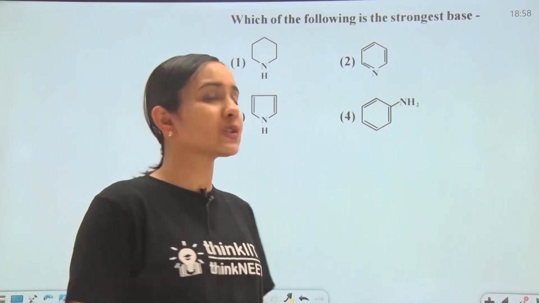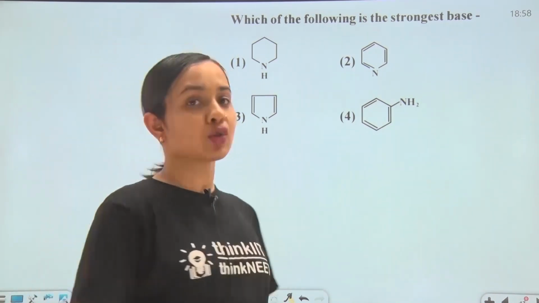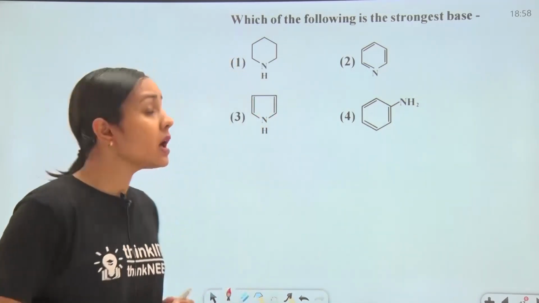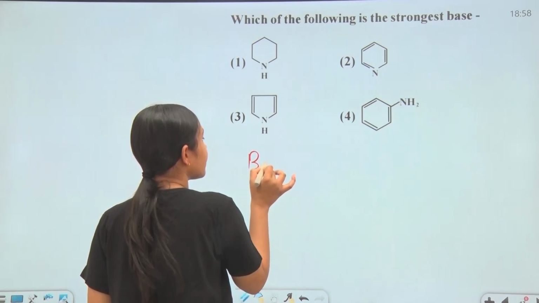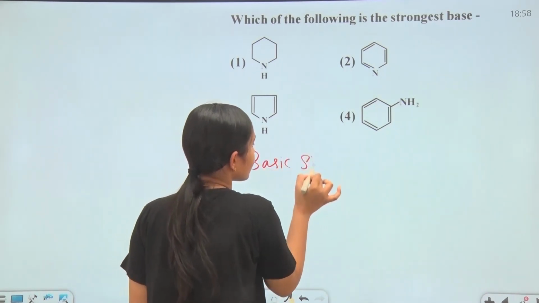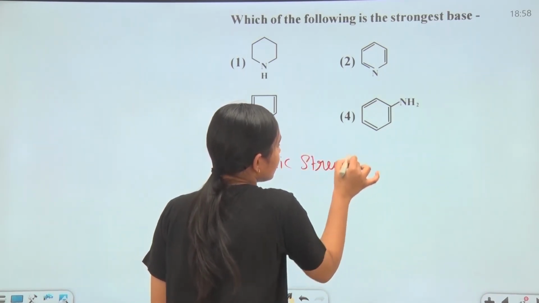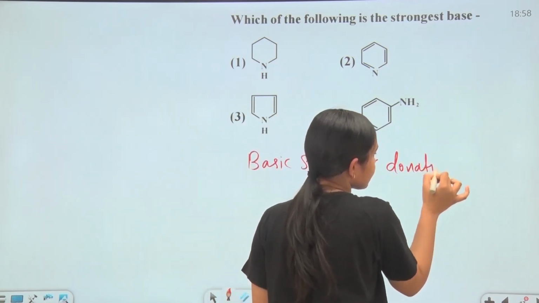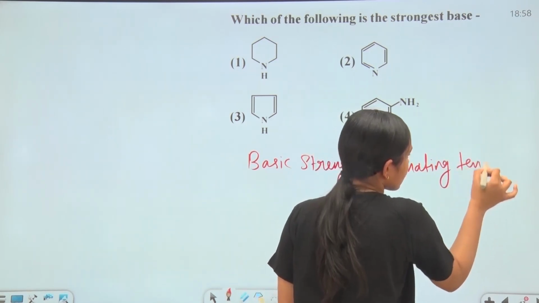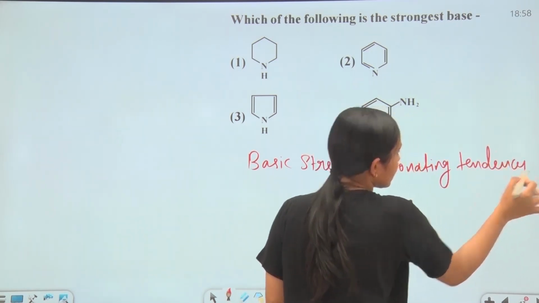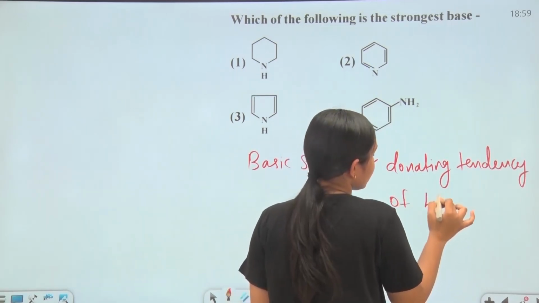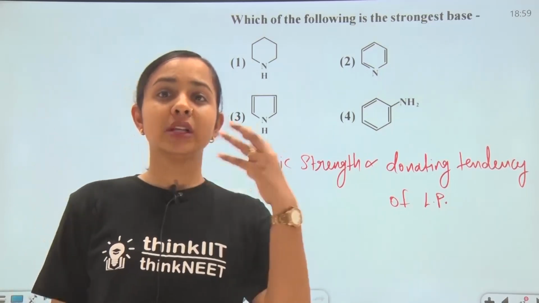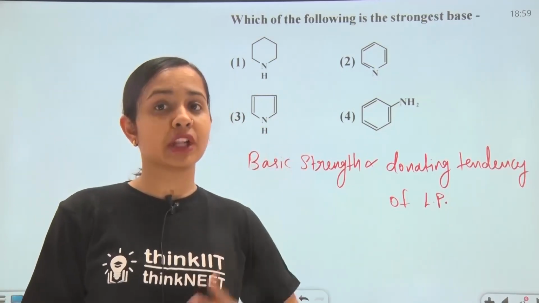Hello dear students, our next question is, which of the following is the strongest base? We have to tell which base is the strongest. Students, we know that basic strength is directly proportional to the donating tendency of the lone pair. If the nitrogen atom contains a lone pair and can donate it in more amount, then basic strength will be more, right?